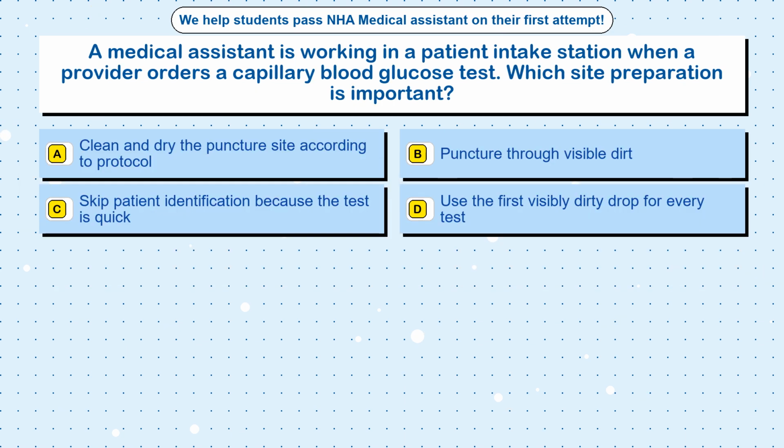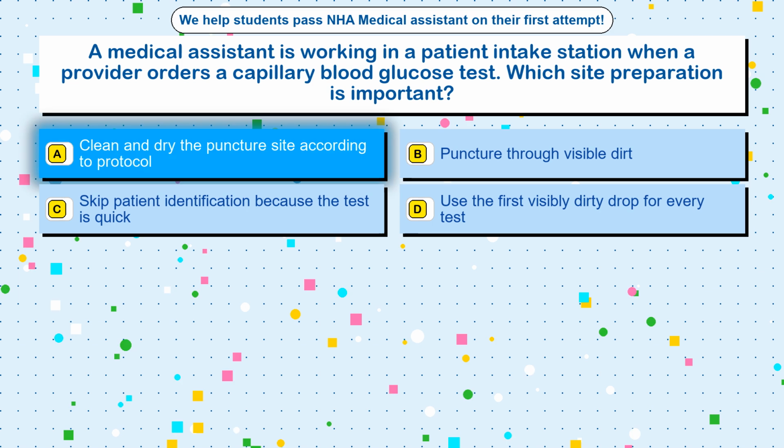Question 8. A medical assistant is working in a patient intake station when a provider orders a capillary blood glucose test. Which site preparation is important? Option A. Clean and dry the puncture site according to protocol. Option B. Puncture through visible dirt. Option C. Skip patient identification because the test is quick. Option D. Use the first visibly dirty drop for every test. The correct answer is option A.